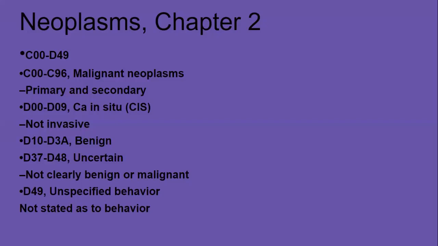C00 through C96 is malignant neoplasms, primary and secondary. D00 through D09, cancer in situ, not invasive. D10 to D3A is benign. D37, I think that should be D36. It says D3A, it's D36. D37 through D48 is uncertain, not clearly benign or malignant. D49, unspecified behavior, not stated as to behavior.